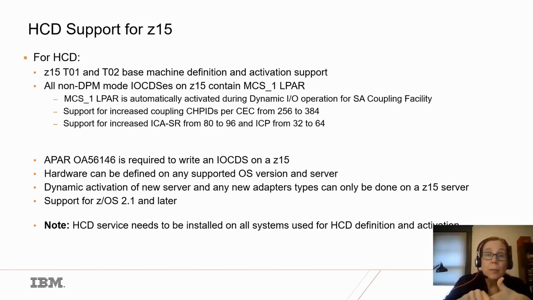The HCD APAR you can see is listed here. It's been identified with the SMP/E fix category as required, and you'll need to put that APAR on to write an IOCDS for Z15. Now, the dynamic activation of the new server or any of the adapter types can only be done on a Z15 or later. And this support has been provided back to z/OS 2.1 because, as I mentioned before, that is the minimum level of z/OS that we can run on a Z15.